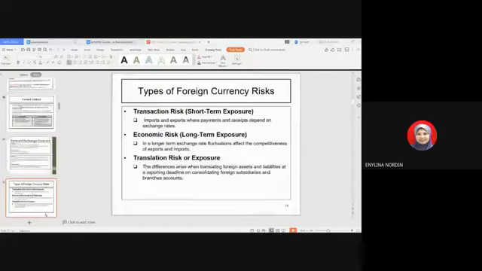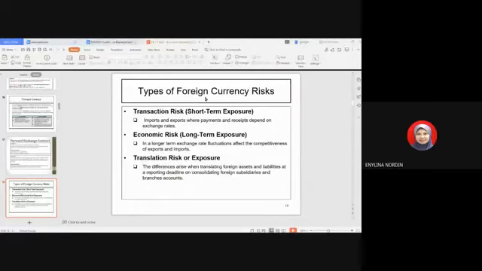And these are the types of foreign currency risk. In the next slide, there are three types of foreign currency risk. Transaction risk is for short-term exposure. Economic risk is for long-term exposure, and is difficult to control and to avoid. And then the translation risk or translation exposure. Sometimes it is called exposure instead of risk. If the question uses risk, it refers to exposure.